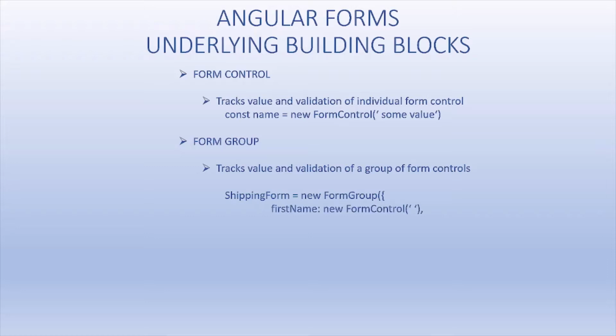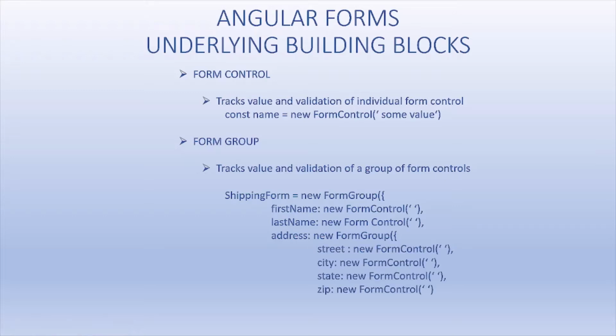So for example, we could have first name as a form control. We could have last name as another form control. We could have address as a form group. So now we can see that we could have a form group nested within another form group. And why would we do that? Because we could have controls like street, city, state, zip that are related to address directly. The two braces here would complete the definition of the address form group, and then the other two would complete the definition of the shipping form group, right?